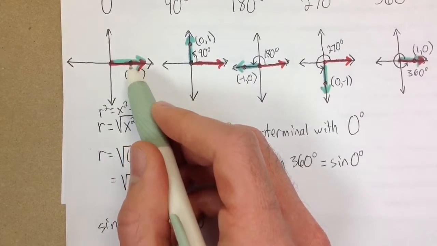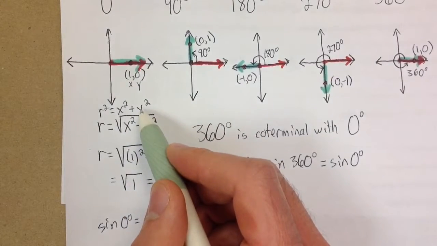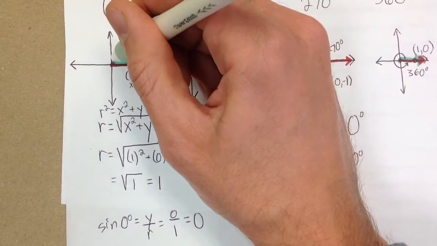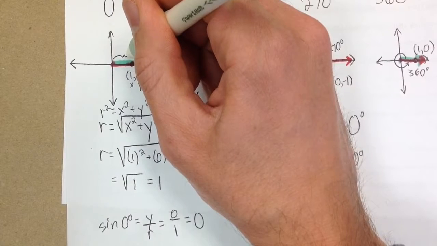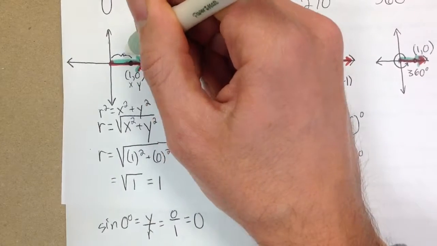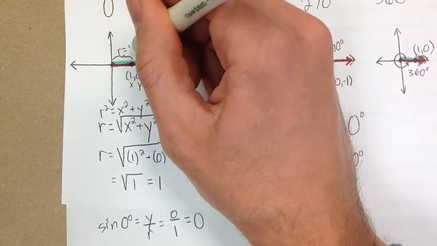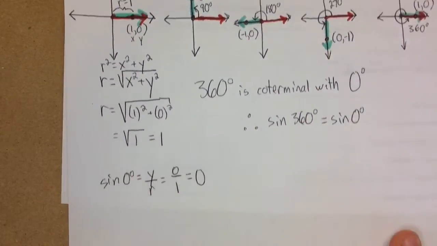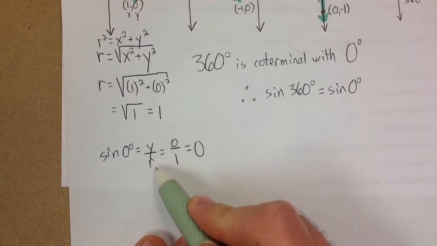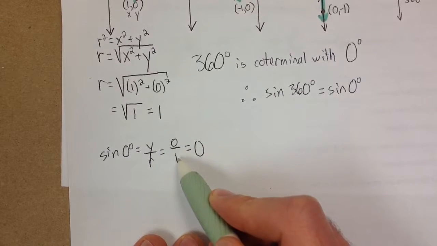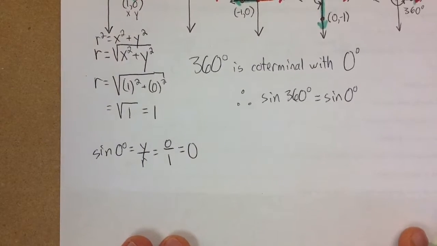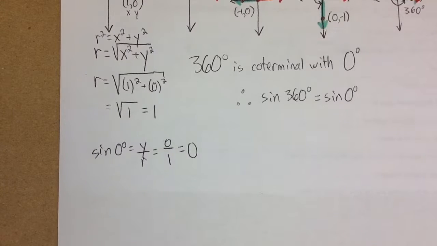You can find it with the Pythagorean theorem. But actually, this is a really simple one here, because one of your sides is 0. So hopefully it's obvious to you that this distance is 1. There you go. You have your y, you have your r. 0 divided by 1 is 0. So the sine of 0 degrees is 0. And you can prove that with the calculator. Plug in sine of 0, it better give you 0.